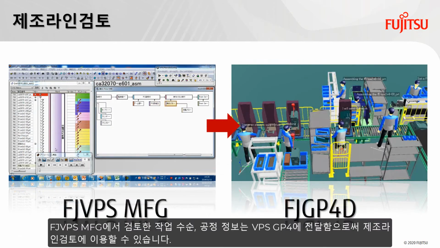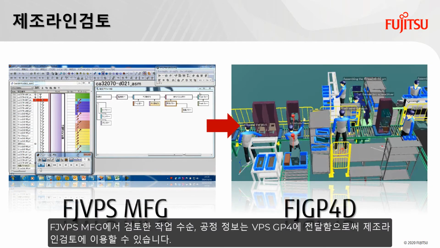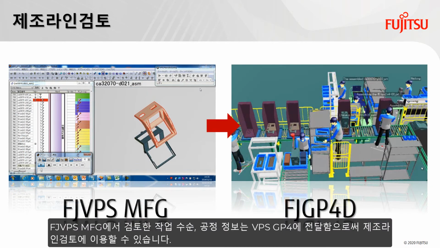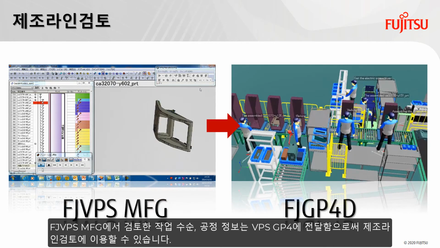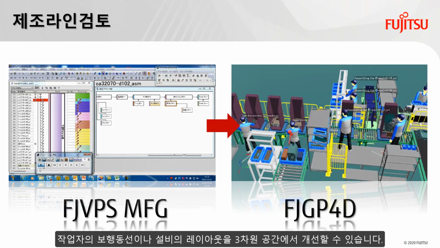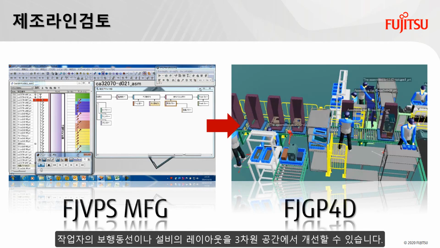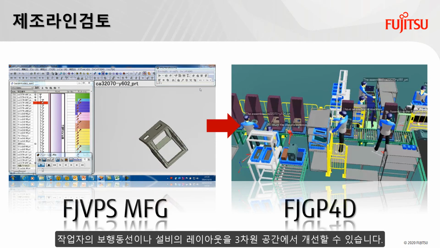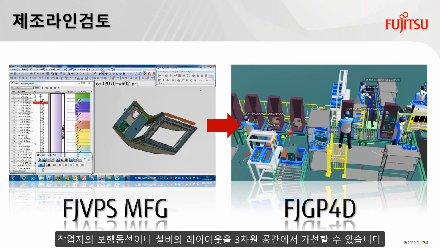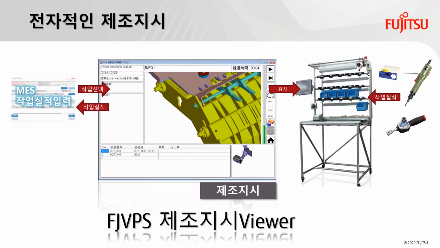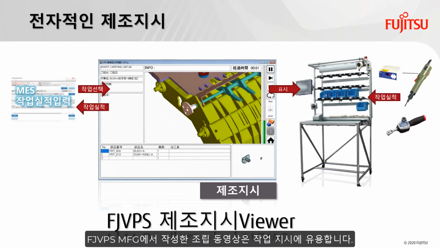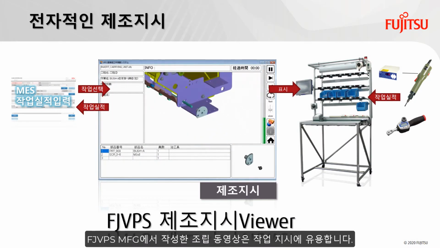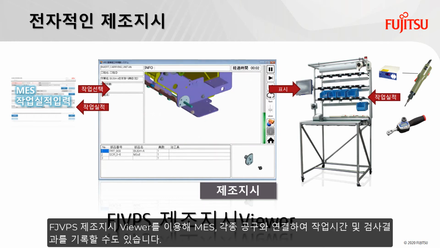The operating procedure and process information verified by Fjvps MFG can be used for manufacturing line layout simulation by passing it to FJGP4D. It is possible to improve the walking route of workers and the layout of equipment in a three-dimensional space. Assembly animations created by Fjvps MFG are useful for work instructions.